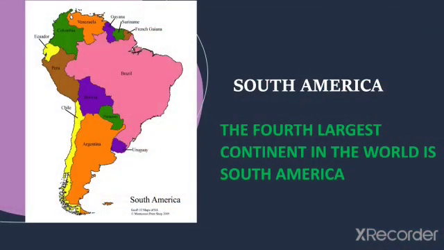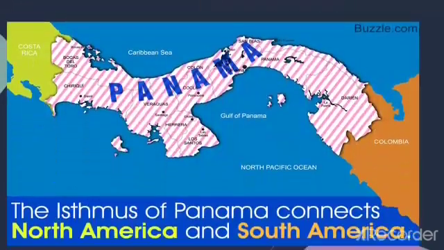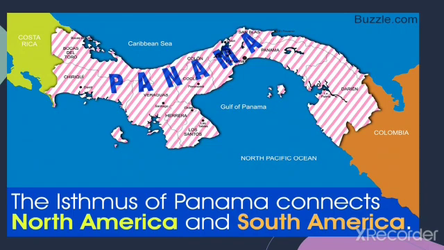The next continent, South America. South America is the fourth largest continent. Okay, this is the map of South America. North America and South America are joined by the Isthmus of Panama. Okay, students, you can see the picture here. This is the Panama. The Isthmus of Panama connects the North America and South America.